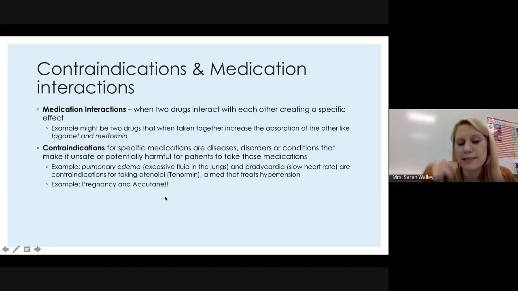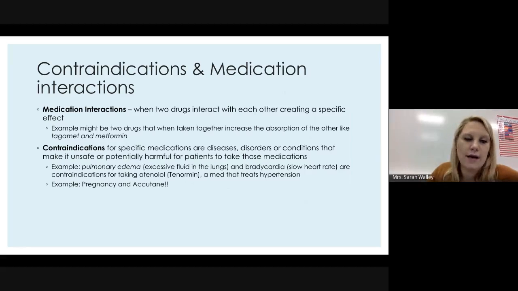Another example is pregnancy and Accutane. Accutane is a really potent medication to treat acne, like really bad cystic acne. But when you're on it, if you're a woman, you have to use 2 forms of birth control in order to be prescribed it, because it can cause really bad birth defects. So pregnancy is contraindicated for taking Accutane.